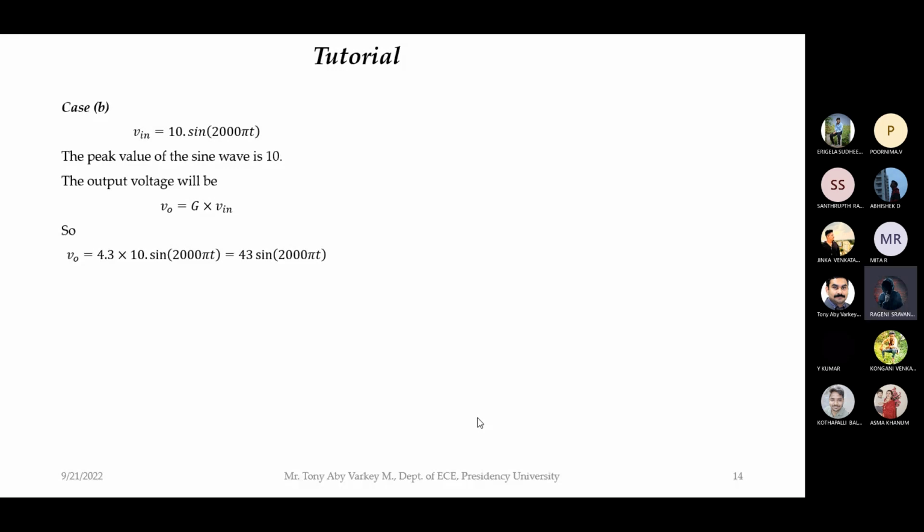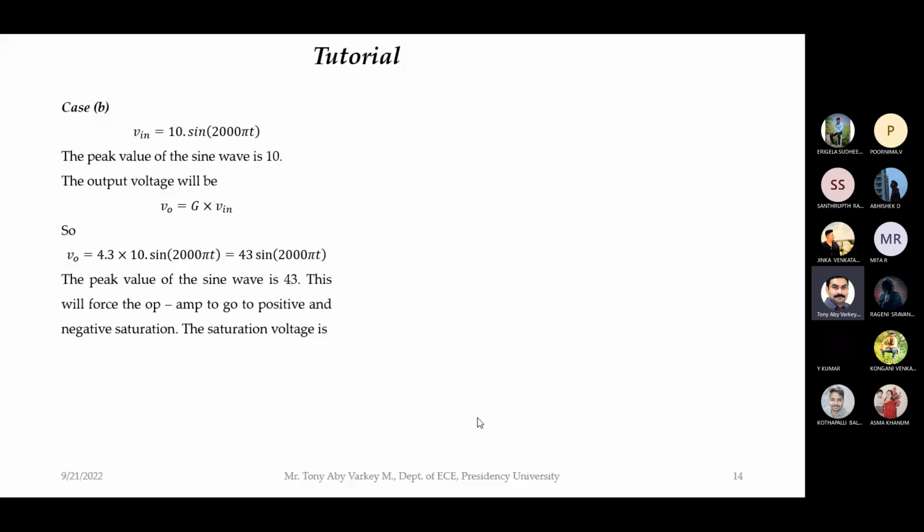Will you get 43 output voltage? What is the bias supply we have given? Only 15 and minus 15, correct? So will it go above that? No, sir. So what will happen to the op amp? Saturated. So it will go to positive and negative saturation.